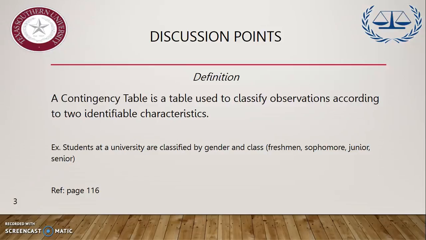First off, the text defines a contingency table as a table used to classify observations according to two identifiable characteristics. The example they give in the text is students at a university classified by gender and by class: freshmen, sophomores, juniors, and seniors. How many male and female freshmen there are, and sophomores, juniors, and seniors. I got that from page 116 of the text.